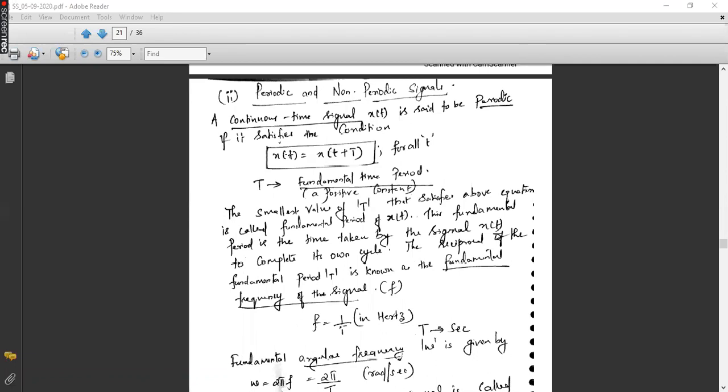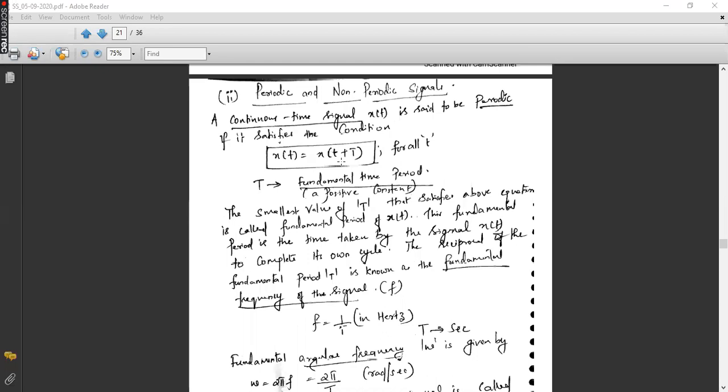Now, suppose the time period of the given signal is 5, meaning capital T equal to 5. Now, what will be the value at the right side of this equation, whatever I have kept in this box, for this given example? Capital T is equal to 5, small letter t equal to 0. So what will happen at the right side? It will become x of 5. Good.